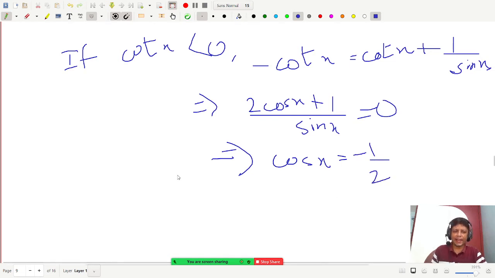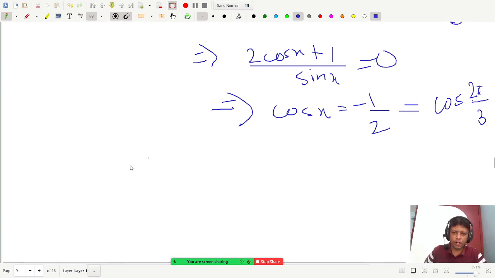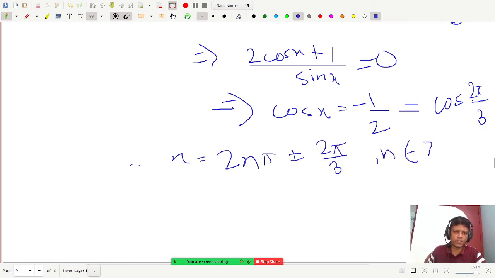That means the angle will be in the second quadrant. Minus half, the value of angle will be 2 pi by 3, since cos of pi minus pi by 3, that is 2 pi by 3, is minus half. So you have the general values, x equal to 2n pi plus minus 2 pi by 3. That comes from the formula for general solution, n belongs to Z.